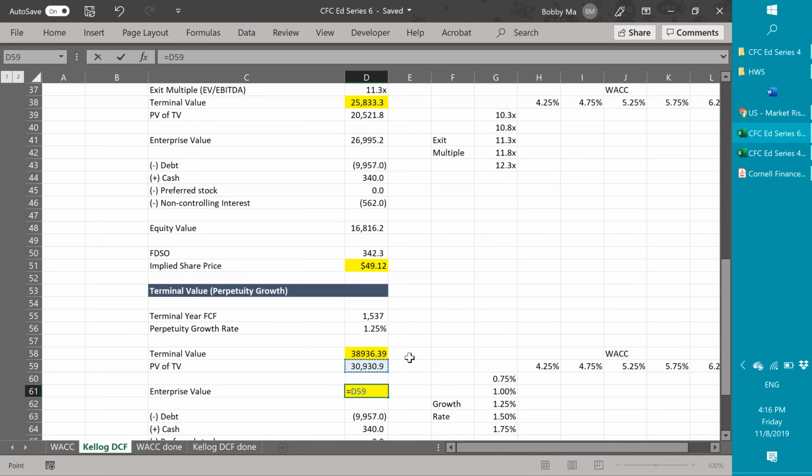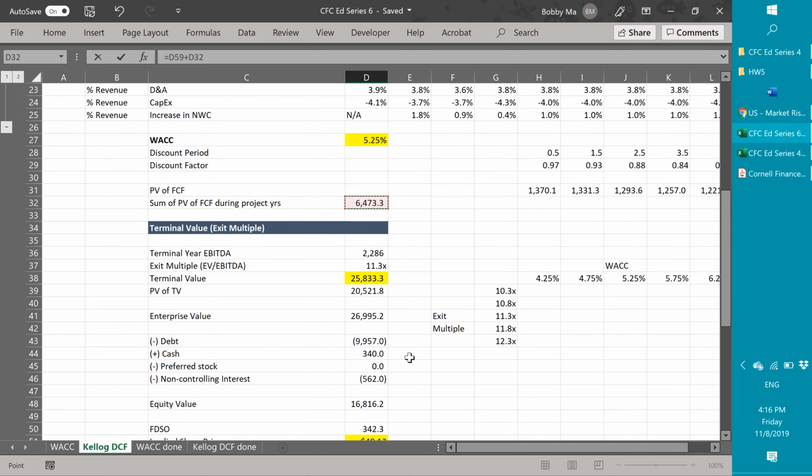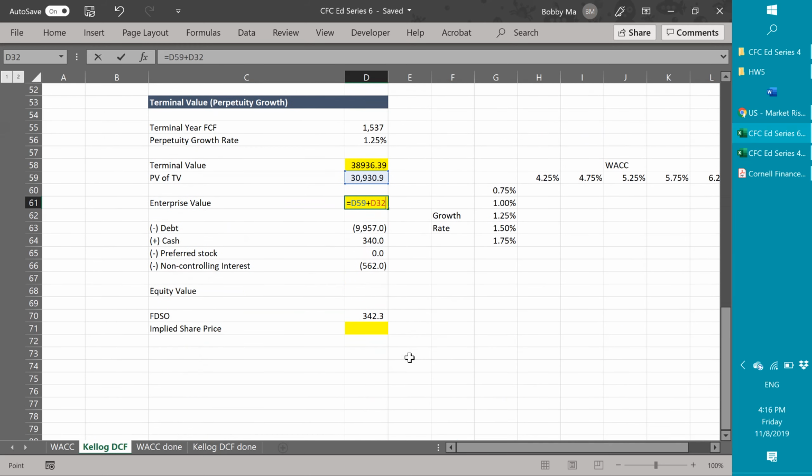And then we add 30.9, and then we add our sum of present value free cash flows during projection years. So we have D59 plus D32, which is 37 billion. And then we just do the same enterprise to equity value calculation from before, because this is unlevered. This is enterprise value. So then we get down to equity value. So again, this is the sum of this with this.